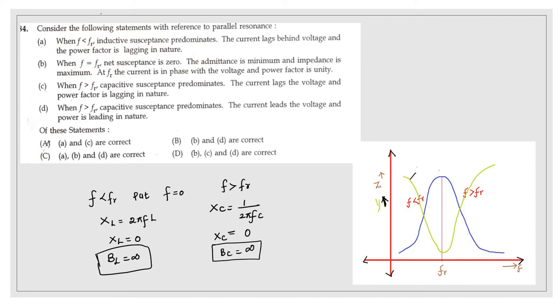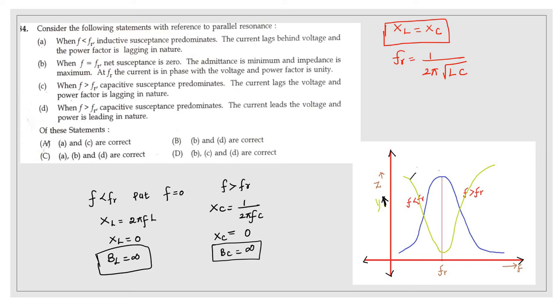Next problem. Consider the following statements with reference to parallel resonance. Either series or parallel resonance, what is the condition of resonance? XL equal to XC, inductive reactance equal to capacitive reactance. This is the condition of resonance. What is the resonant frequency? FR equals 1 by 2 pi root LC.